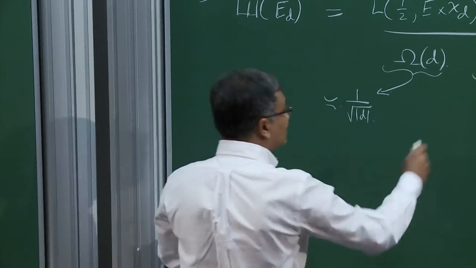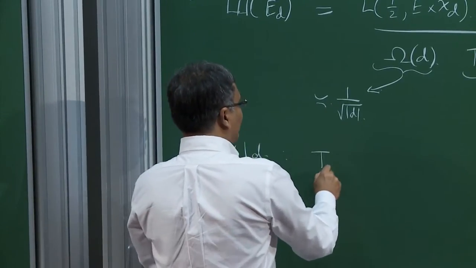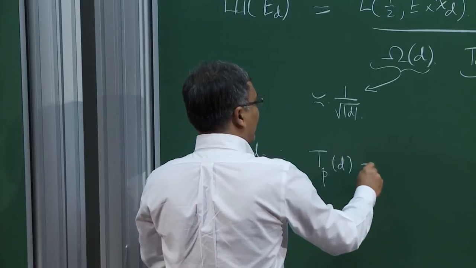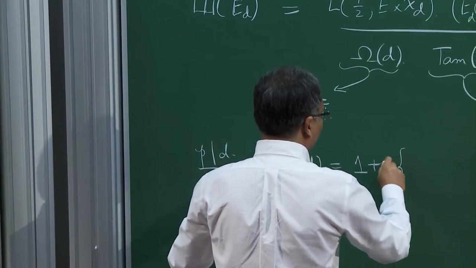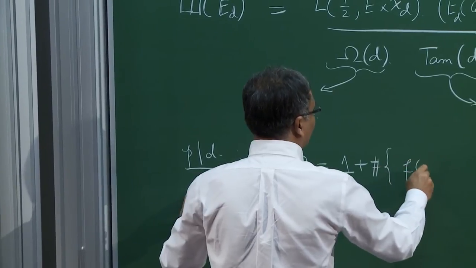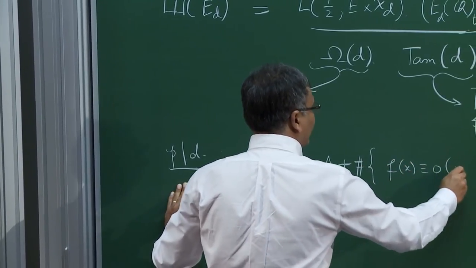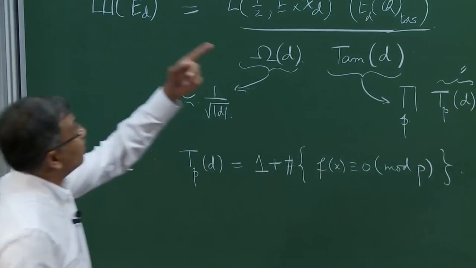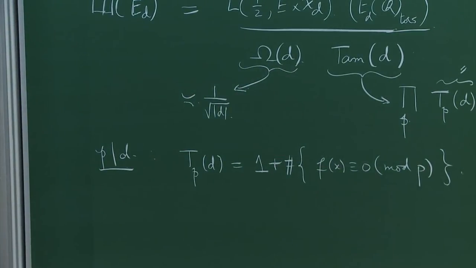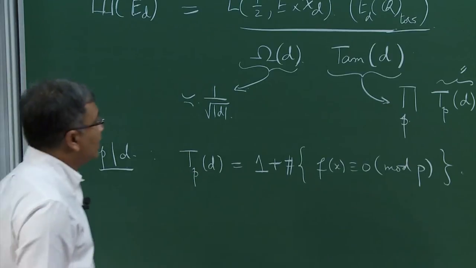So if p divides D, then these numbers t_p of D can be described as 1 plus the number of solutions to the congruence f(x) ≡ 0 mod p, where f is the polynomial that appears in the definition of our curve, y squared equals f(x). OK.